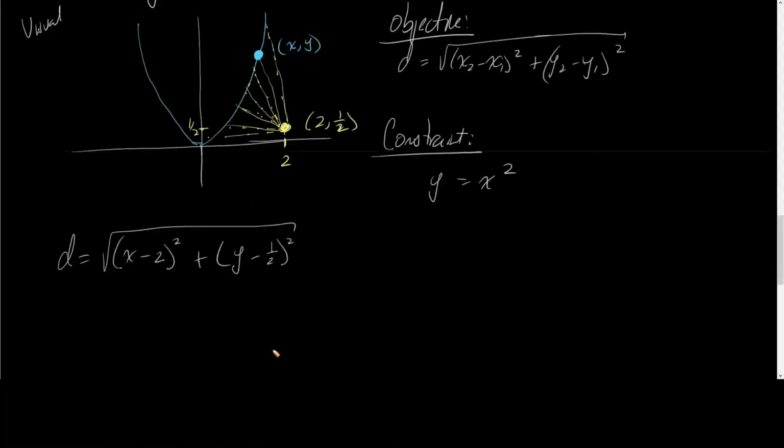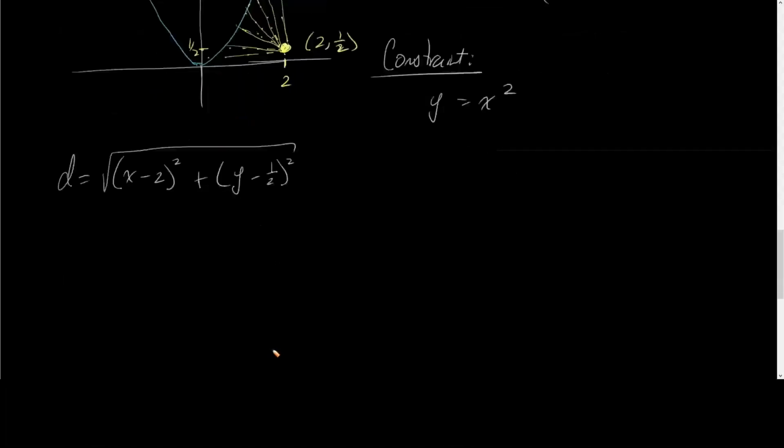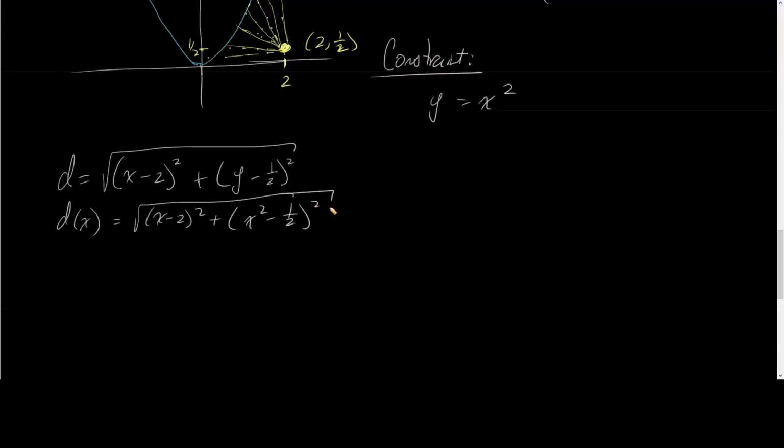But notice there that we have that in terms of two variables, x and y. So what we're going to do there is we're going to use our constraint to rewrite this as a function of x. All right, so our distance in terms of x, well, what is that going to be? That's going to be the square root of (x minus 2) squared plus the y value, which is x squared, so x squared minus 1/2 squared, right?